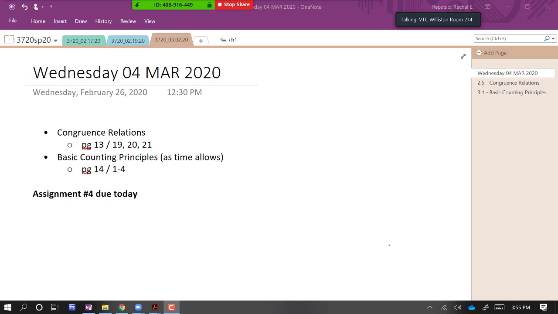We're finishing up Chapter 2, and this section on congruence relations is the last bit that's included on the take-home test. If we have time, we'll get a start on the next chapter, which isn't a part of the take-home test, but will be a part of the next assignment whenever we get that.